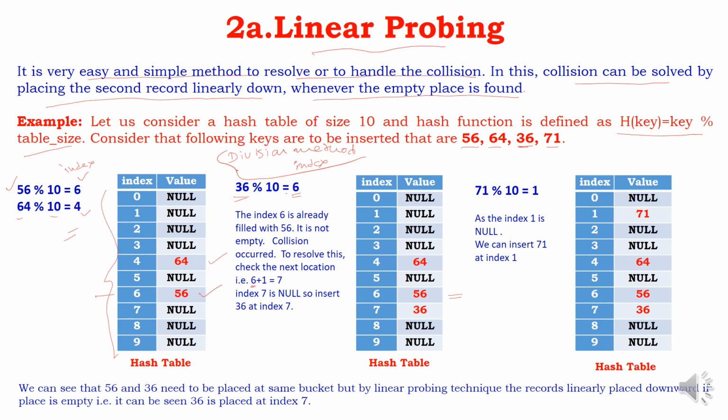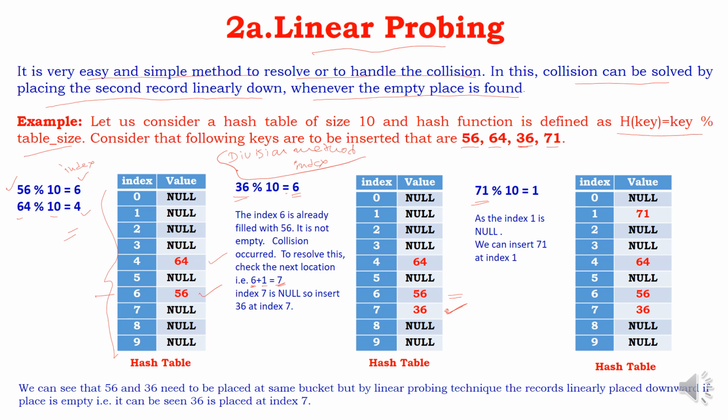The next possible location is 6 plus 1, 7. Is 7 free? Yes, 7 is free. So there is no element already stored, and we store 36 in the next possible location. That is said to be linear probing: down the line, the next possible location. If any position is vacant, then that vacant position can be filled with this value. Right.